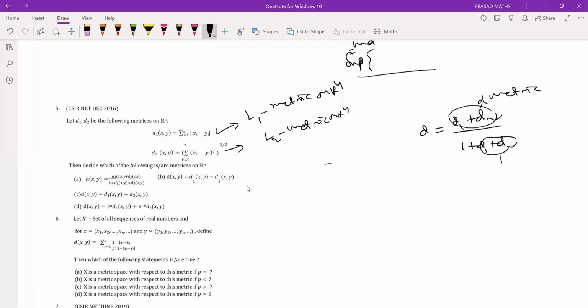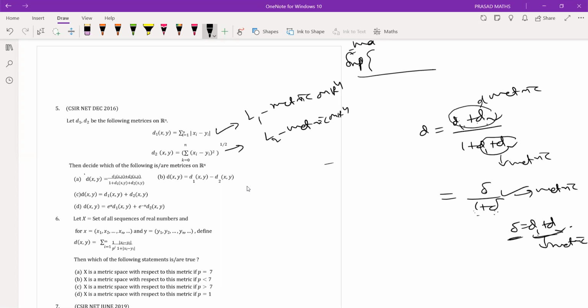You know that this is also a metric. I already told you this is nothing but D divided by 1 plus D. So D by 1 plus D is always a metric. Already told you. Yes or no? Where delta is nothing but D1 plus D2. So sum of metric is again a metric. So this is in the form of delta by 1 plus delta, where delta is nothing but D1 plus D2. You know that sum of metric is always a metric. That means delta is a metric. Whenever delta is a metric, delta by 1 plus delta is always a metric.